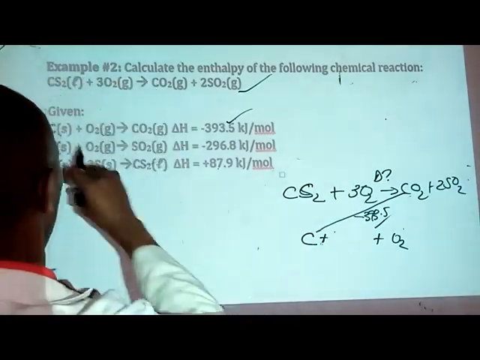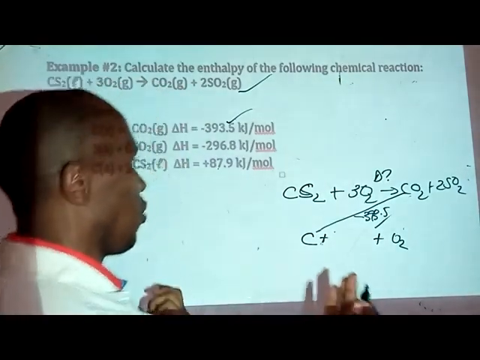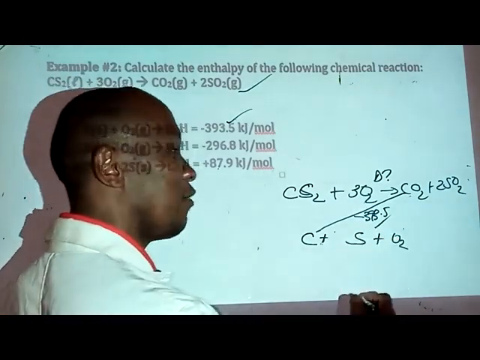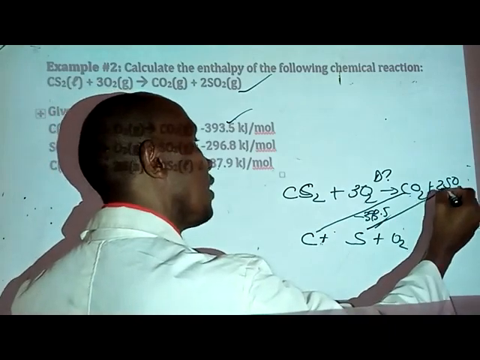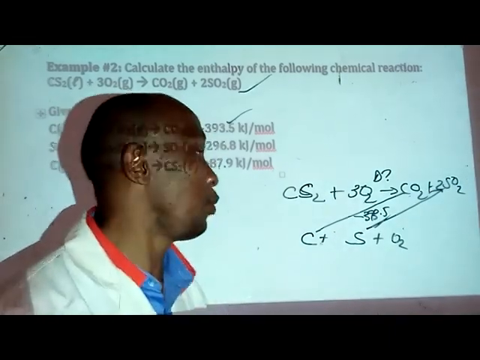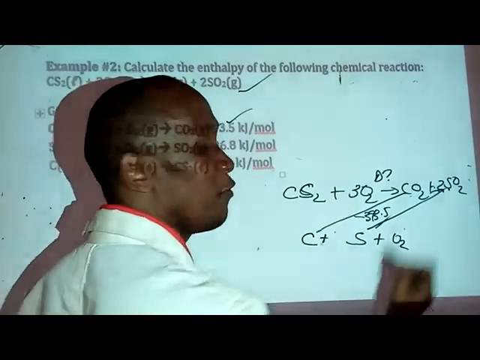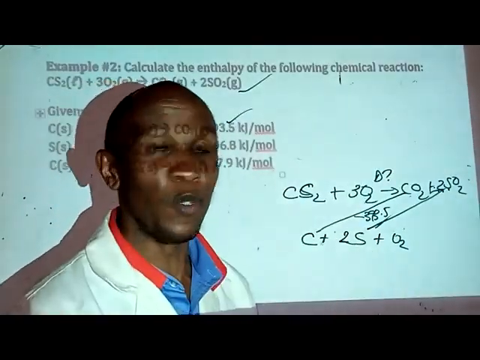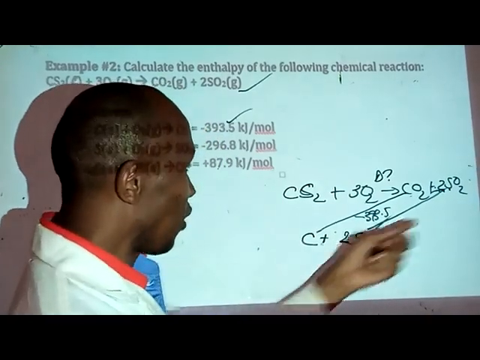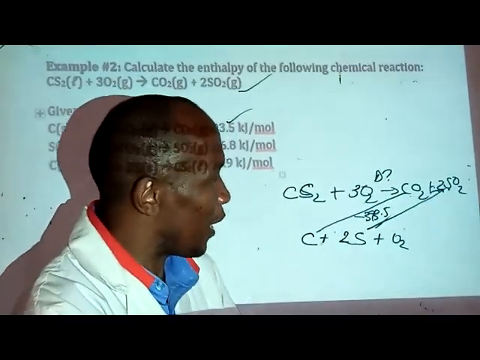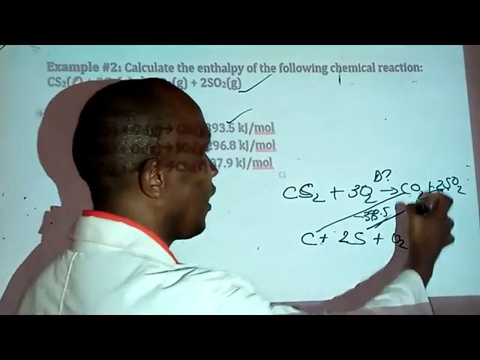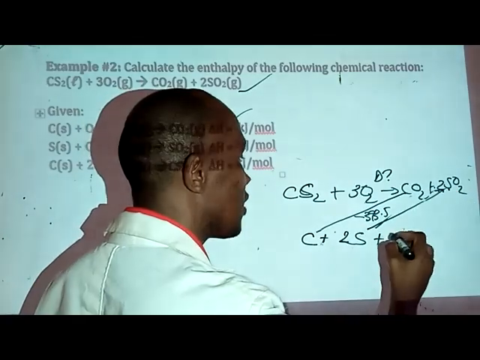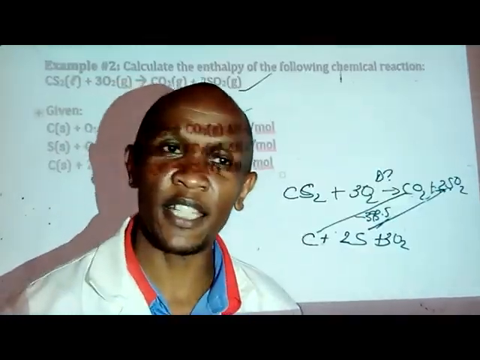Now I go to the next equation, sulfur plus oxygen. Do I have sulfur? But I have sulfur dioxide. So I need to add sulfur and put an arrow. But I need 2 sulfur dioxide, so that means I need 2 sulfurs. So for this reaction, how many oxygens are required? I have 4 plus 2, 6. So I need a 3 there.